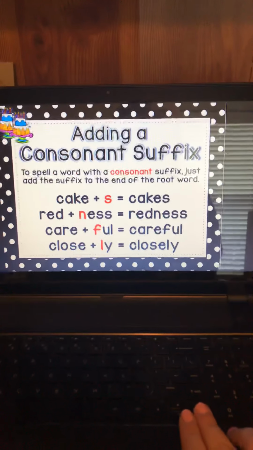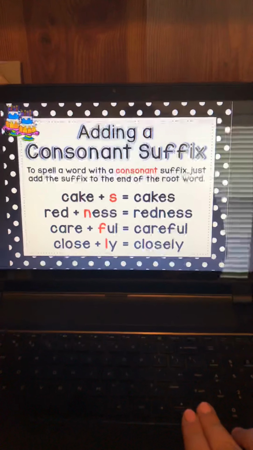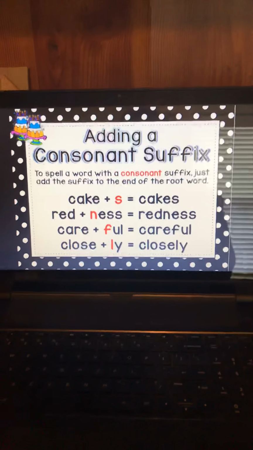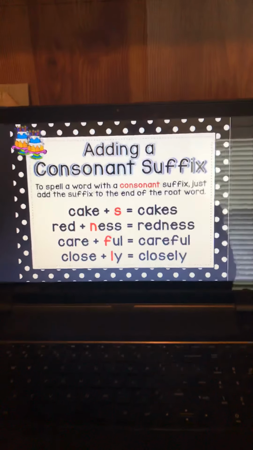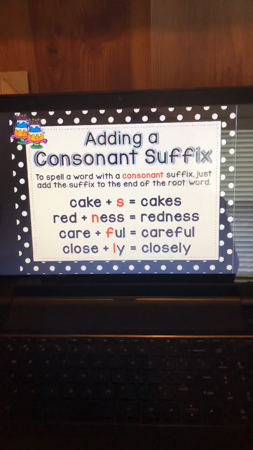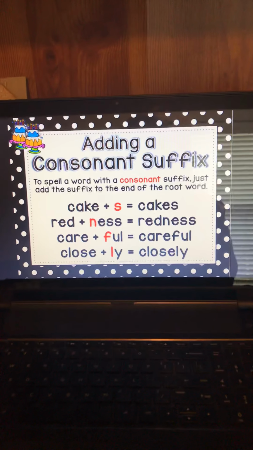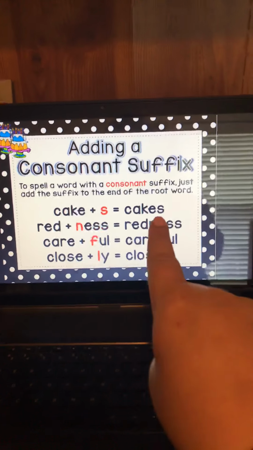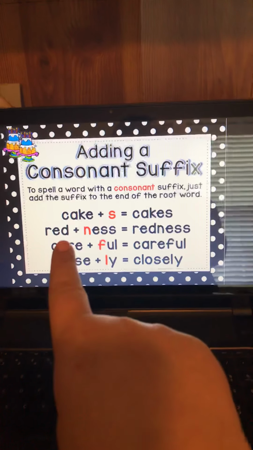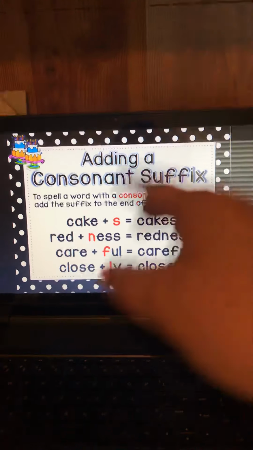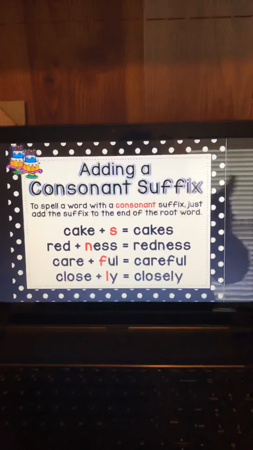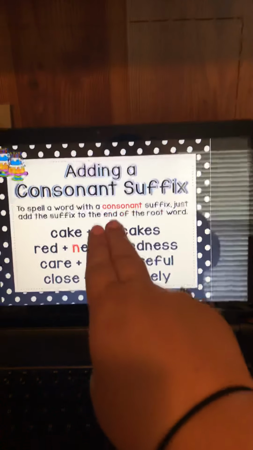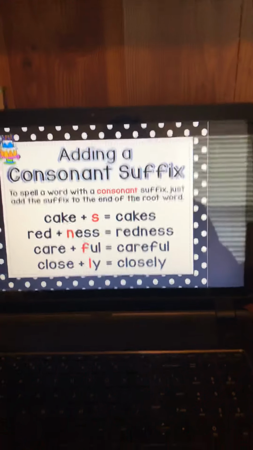Adding a consonant suffix. To spell a word with a consonant suffix, just add the suffix to the end of the root word. So, when I have the word cake, and I want to say I have more than one, I will just add the S, cakes. If I have red, and I want to say your face has a lot of redness on it, I will just add the suffix NESS, redness. Just put them together. We don't have to take away anything.